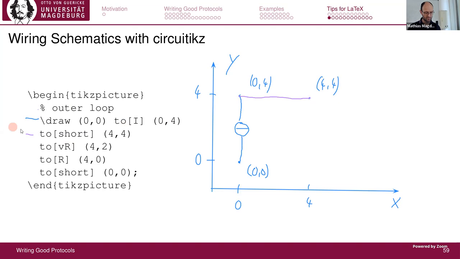So then for the next element, we have a variable resistor, which goes to 4,2. 4,2 would be somewhere here. And then we have a variable resistor going to this position. This is the variable resistor. So then the next element would be a resistor going to this position here. And then we have a short connection that goes back to this position. So this would be here 4,2, because here is the 2 for the y coordinate, and here would be the 4,0 coordinate.